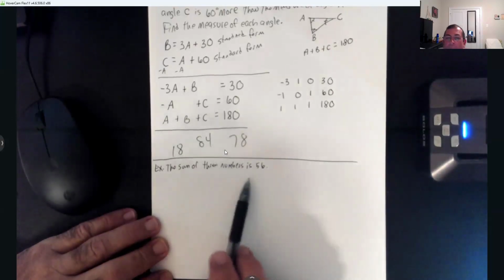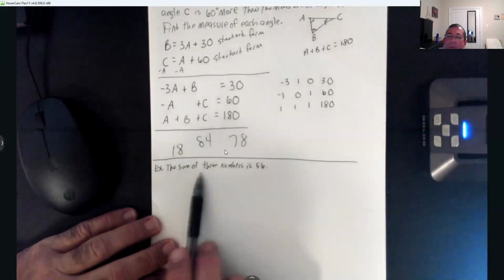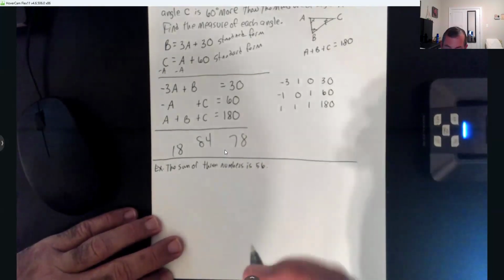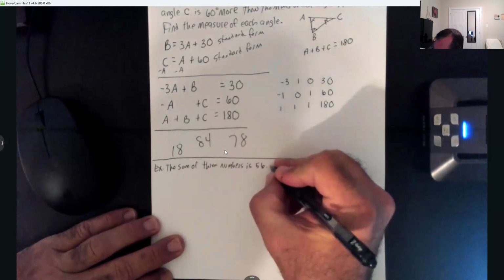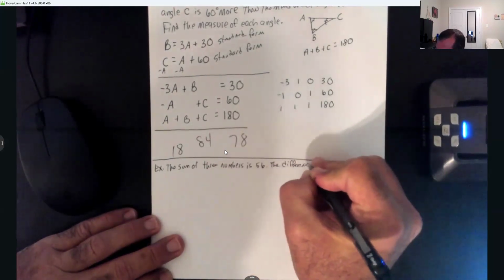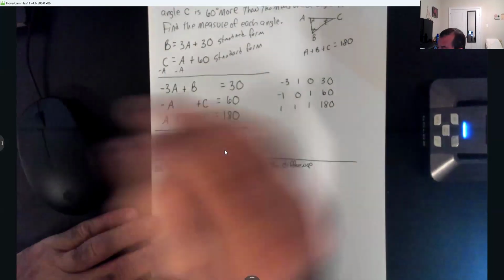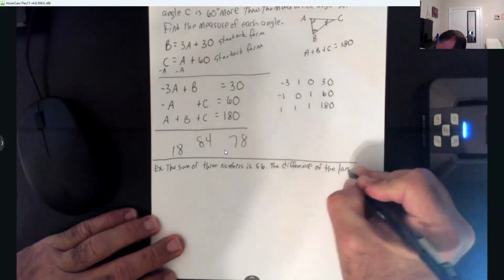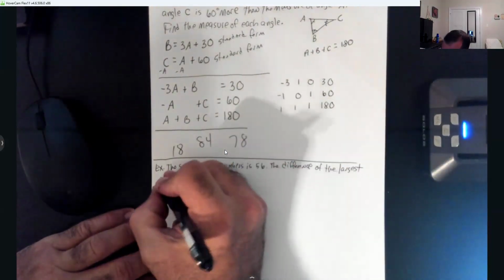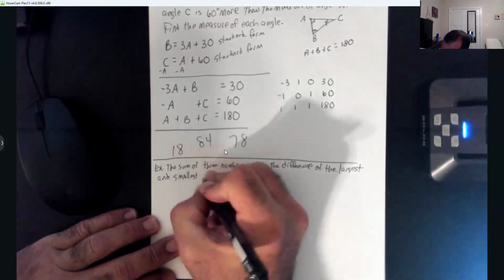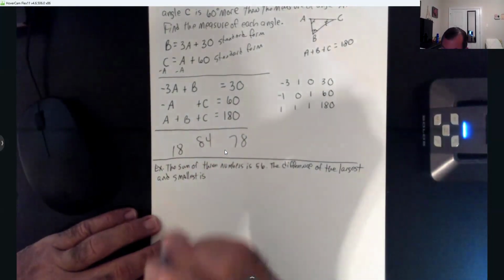Where you had to do the x plus y equal to whatever it was. It's because of this problem. So the sum of 3 numbers is 56. Now y'all watch this part. The difference of the largest and smallest is 51.